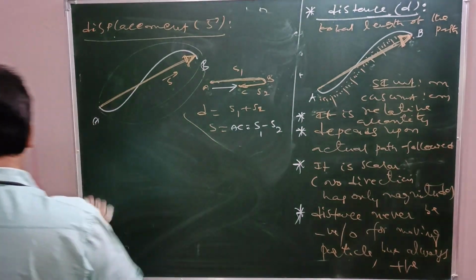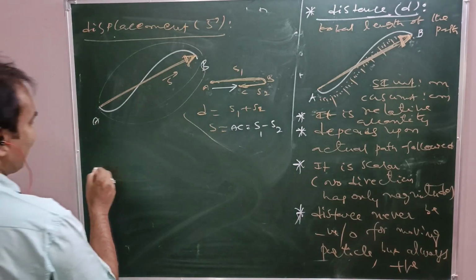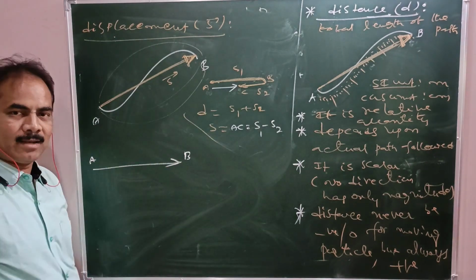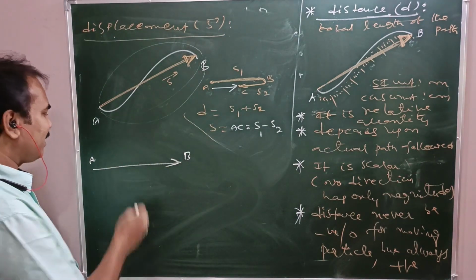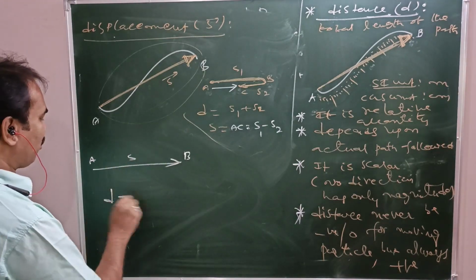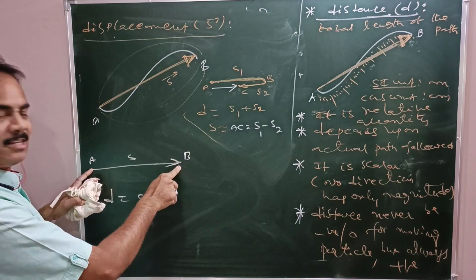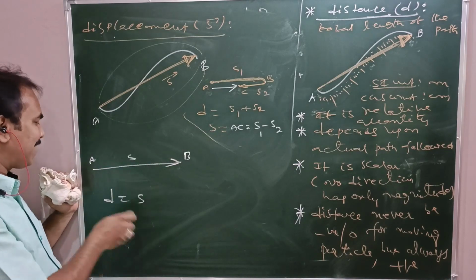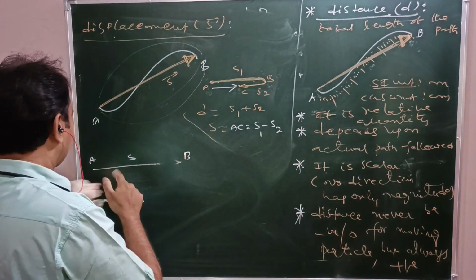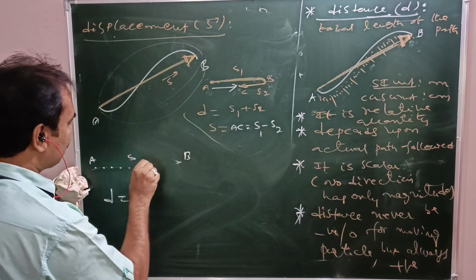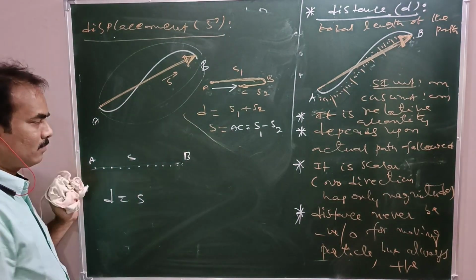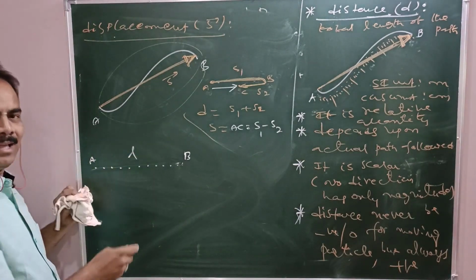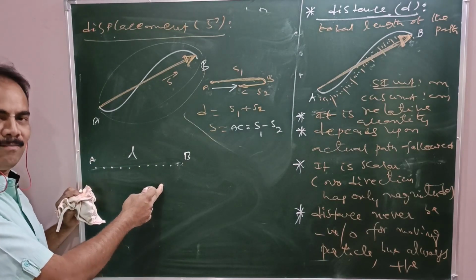Suppose the particle moves along a straight line without returning back. A particle moves from A to B along a straight line. In this case, what is the path length here? Say S. So distance equals S, the total path length. Now what about displacement? Displacement is also S only in this case. Why? Because this is the path followed by the particle, a straight line. Say this is L otherwise. L is the total path length for a moving object from A to B.